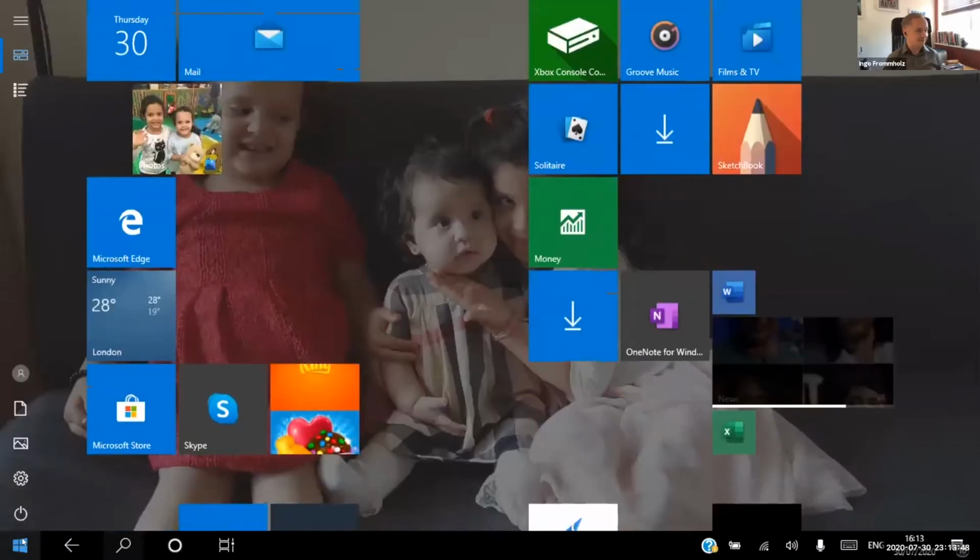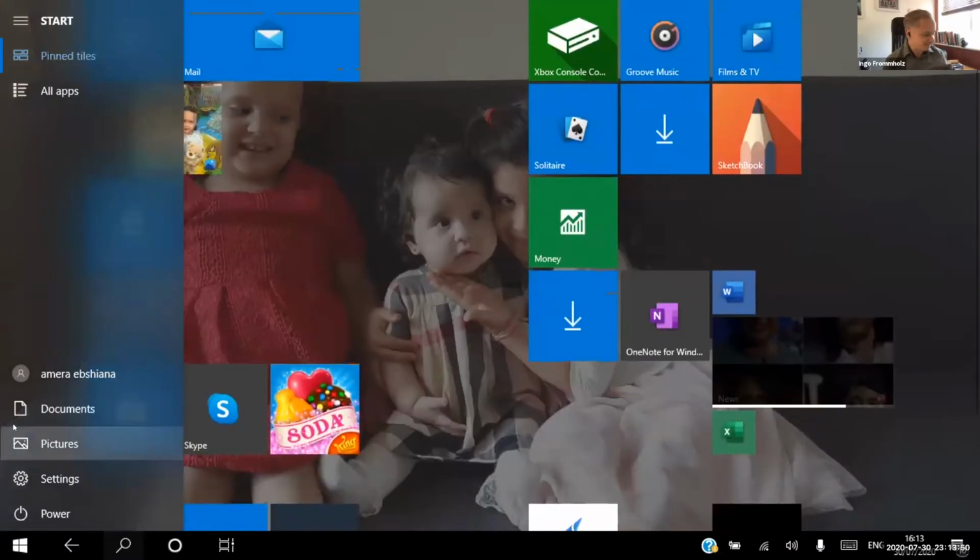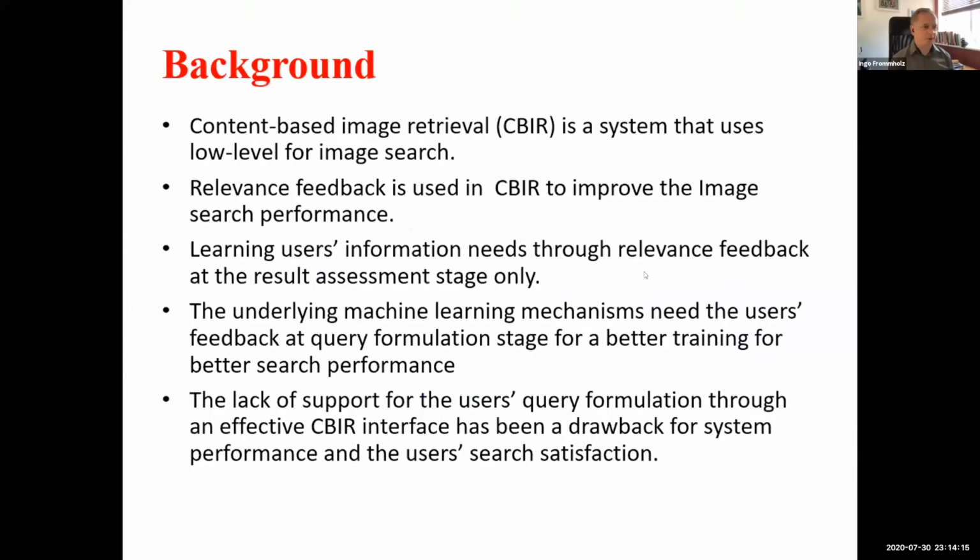Right, the next speaker is Mahmoud Artemi. Yes, I will talk about content-based image search system design for capturing user preferences during query formulation. He's working for our university, and it's joint work with Haiming. So perfect. All right.